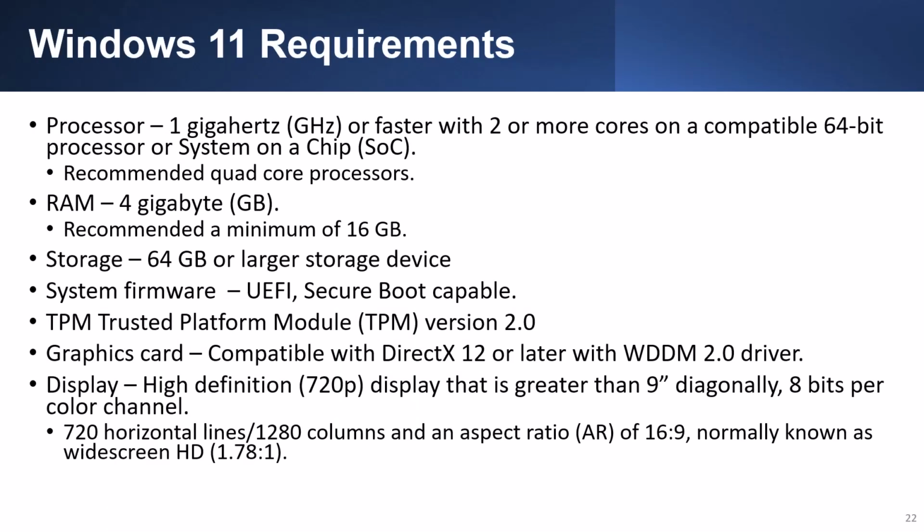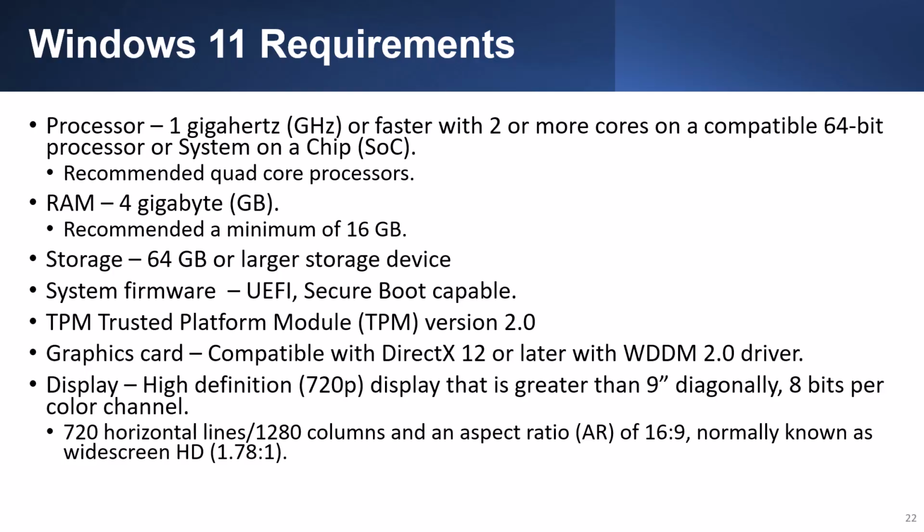Windows 11 requires the following: processor 1 GHz or faster with 2 or more cores on a compatible 64-bit processor or system-on-a-chip, or SoC. It's recommended to have quad-core processors or higher. You should have 4 gigabytes of memory, and it's recommended to have a minimum of 16 gigabytes of memory. You should have a 64 gigabyte or larger storage device.